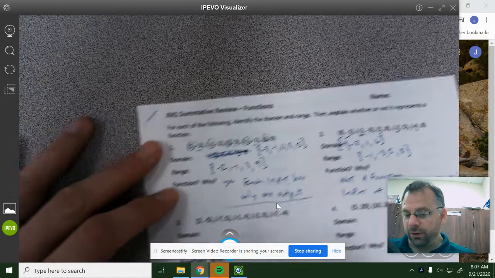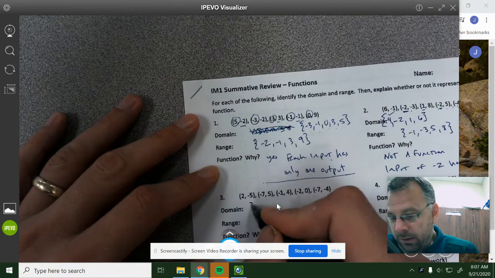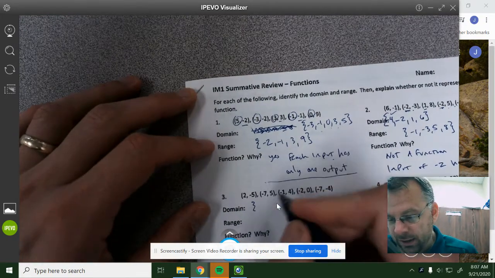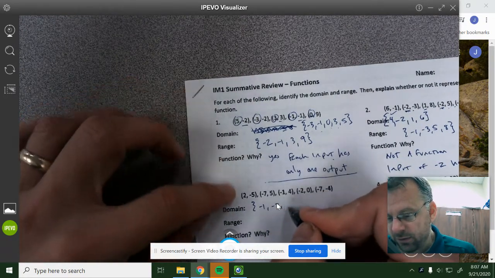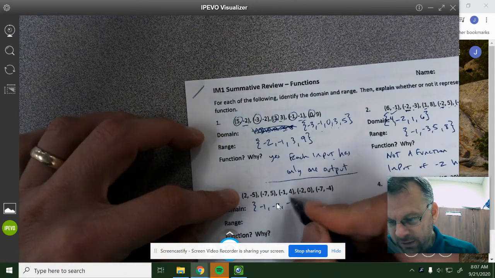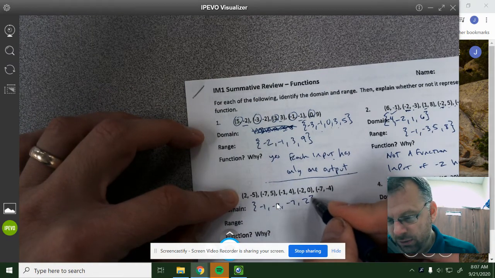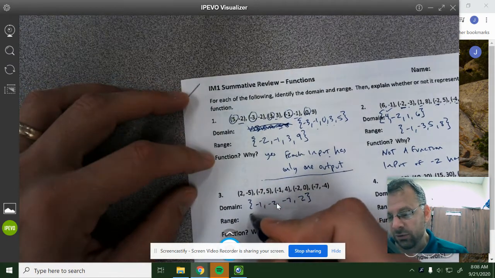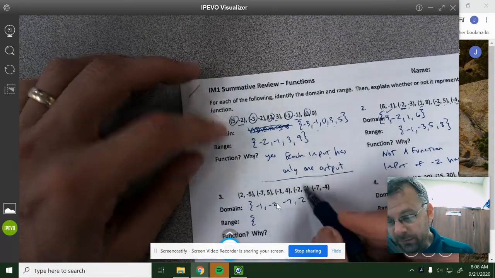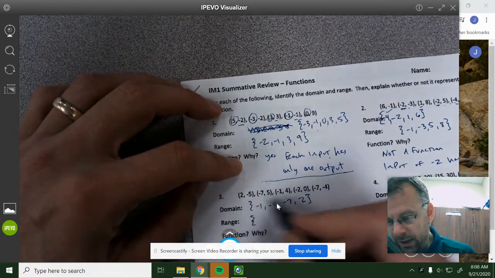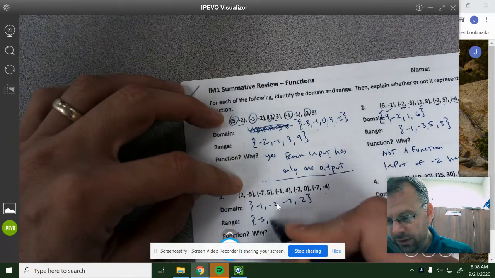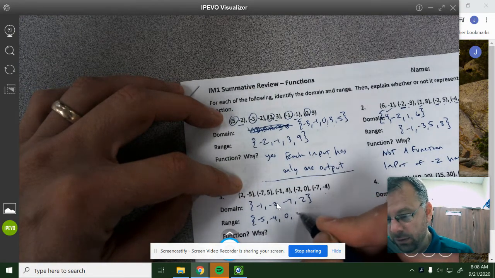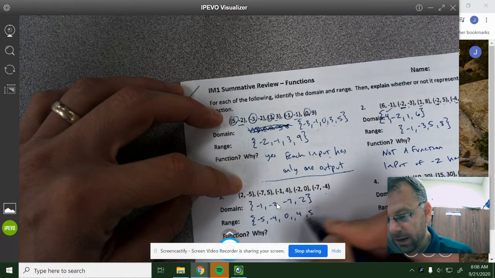Okay, number 3, domain, my set of all my inputs, right? So that's -1, -2, -7, and 2. I'd like them to be in order, but I didn't do it that time. That's not a huge deal. Range, -5 actually is my smallest, then -4, then 0, 4, and 5.